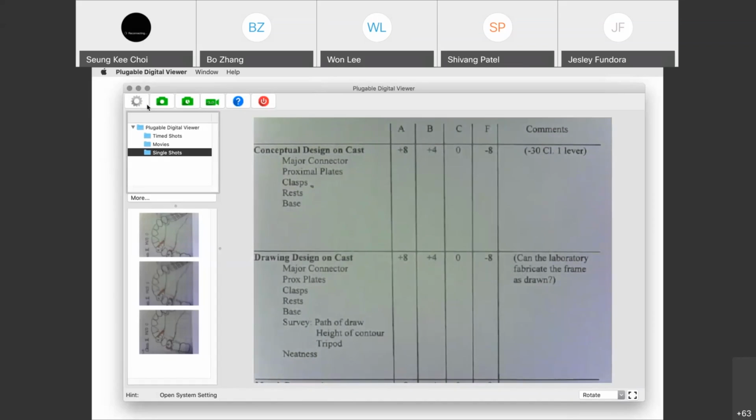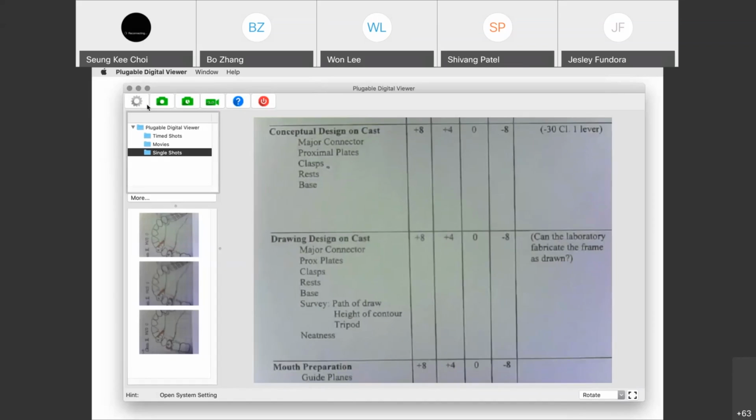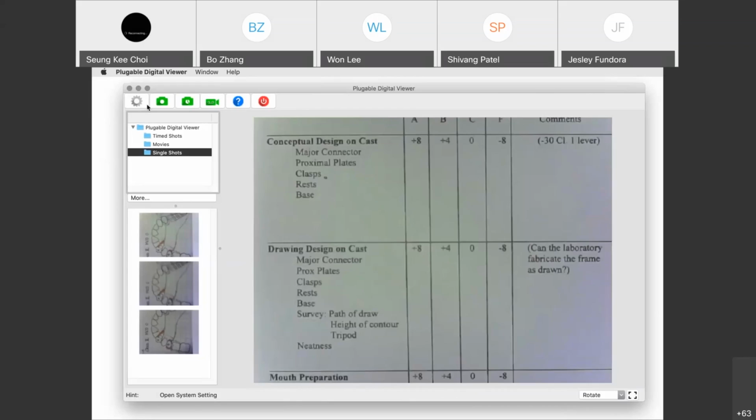You can email me any. No, we'll go over that questions quickly, because this will be another 10 minutes at the most. So this is the grading sheet. I already mentioned 30 points off for class 1 lever. Everything else we already went over.